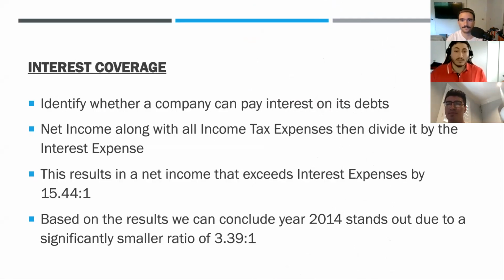Our interest coverage ratio. This is to identify whether a company can pay interest on their debts. We calculate this by taking net income along with all income tax expenses, then divide it by the interest expense. This results in a net income that exceeds interest expenses by 15.44 to 1. Based on the results, we can conclude year 2014 stands out due to a significantly smaller ratio of 3.39 to 1.